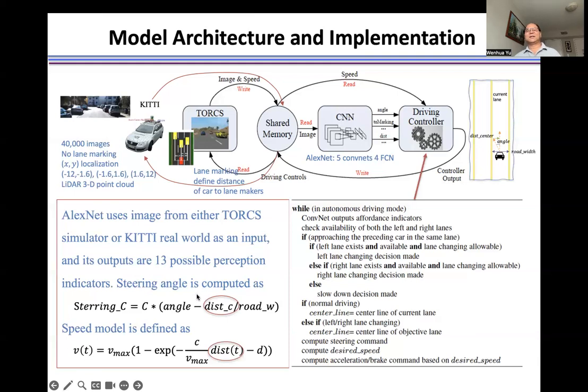So right now, the direct perception method just inserts one stage into the end-to-end model to explicitly define 13 indicators. And then the controller, based on these 13 indicators, predicts the driving decision.